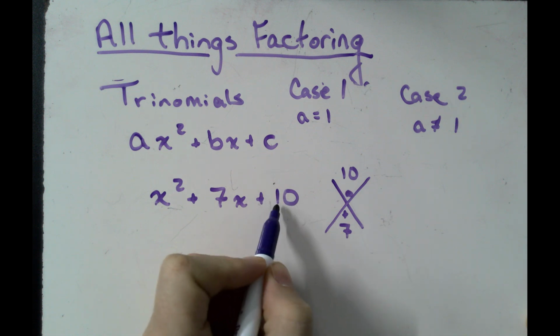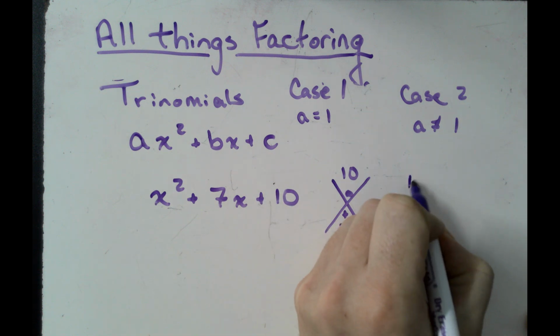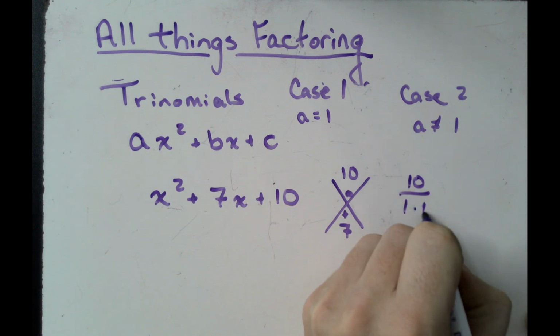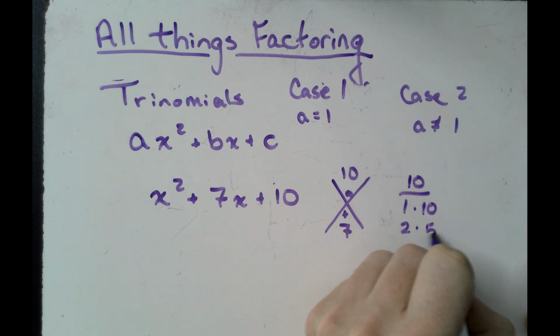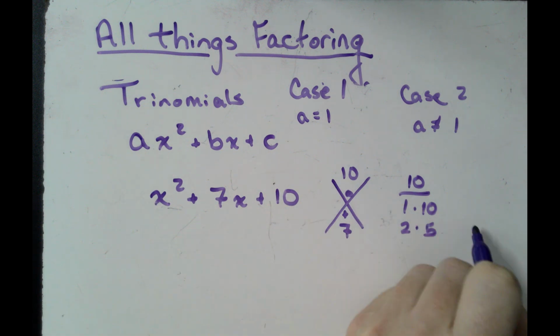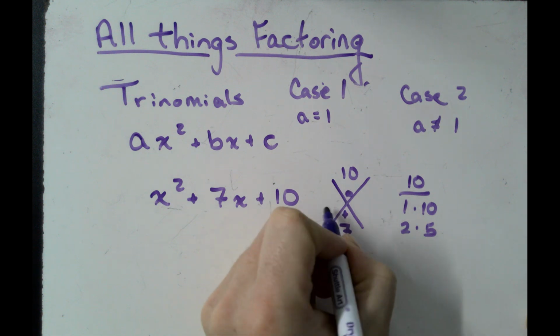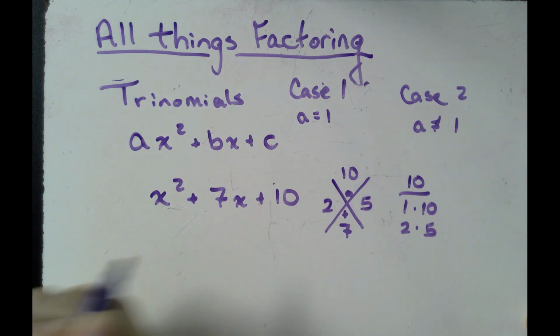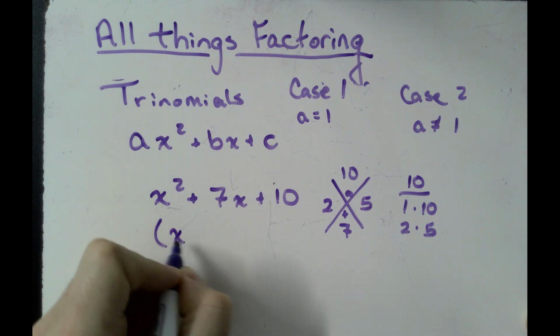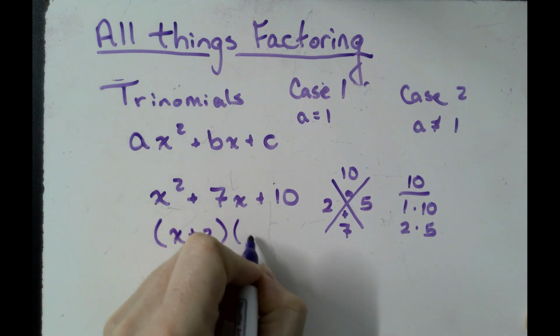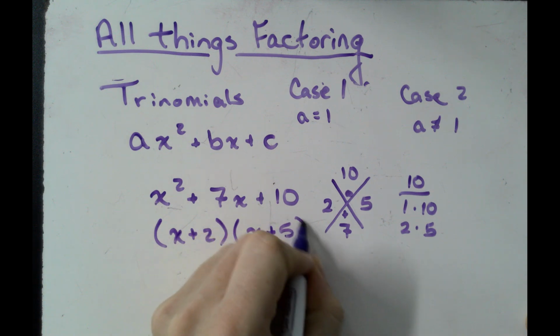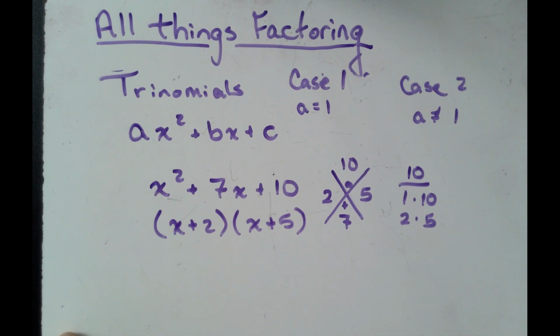So we're really looking at the factors of 10. And the factors of 10 include 1 times 10 and 2 times 5. That's pretty simple there. We know that 1 plus 10 is 11, so that doesn't work, but 2 plus 5 is 7. So 2 and 5. And so we would get x plus 2 and then x plus 5. We can just kind of drop those down low. That would be a good case 1 situation.